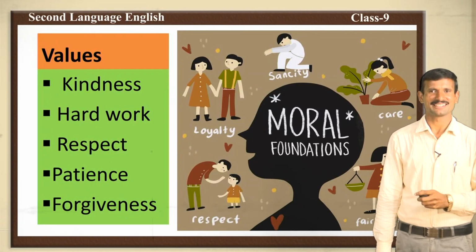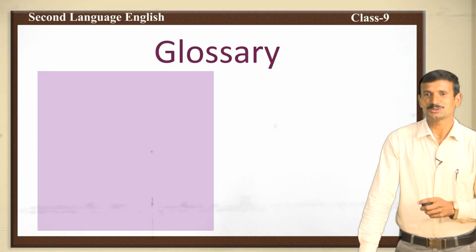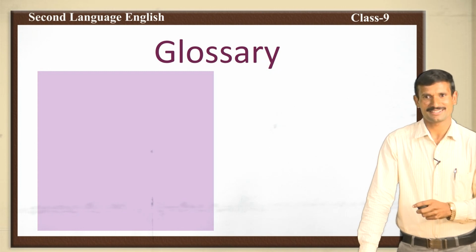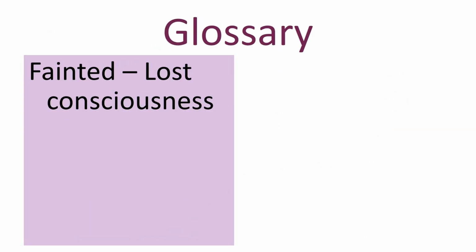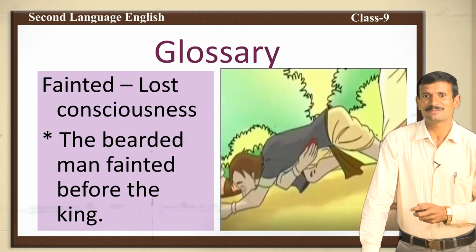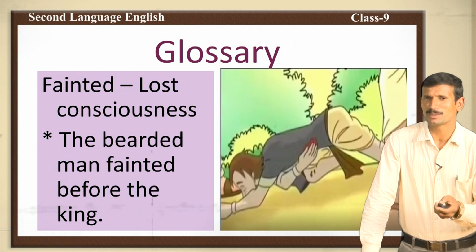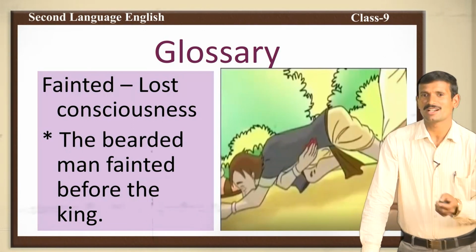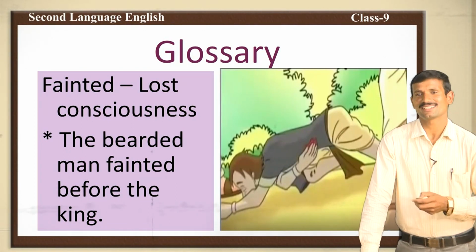Very good, children. Now, we will move to the glossary words. Fainted. What is the meaning of fainted? Lost consciousness, became unconscious. Yes, the bearded man became unconscious when he reached the king. The bearded man fainted before the king. It's a simple sentence which we have already discussed from the lesson.